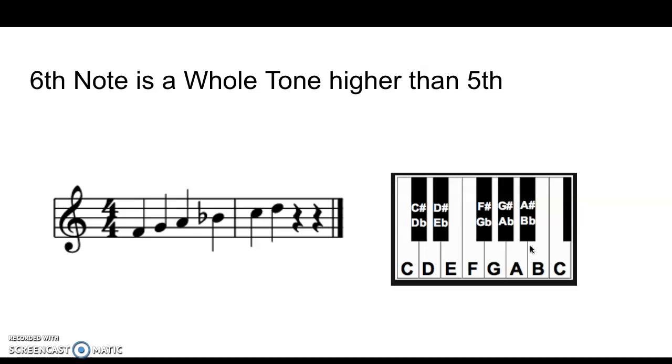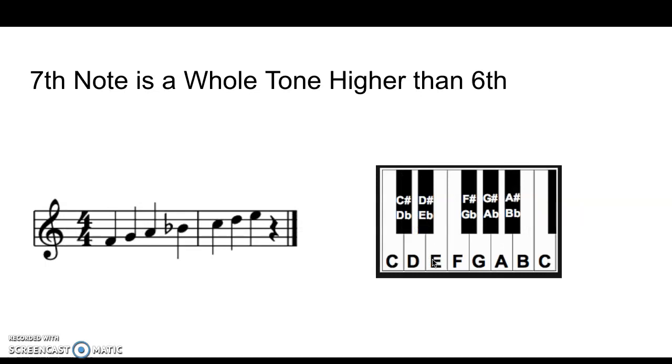The sixth note is a whole tone higher than the fifth note. By the way, at this point we've reached the top of the octave, so we go back to the start. A whole tone higher than C is D, because C to C sharp would be one semitone or half tone, and C sharp up to D is a tone. The seventh note is a whole tone higher than the sixth, so E.